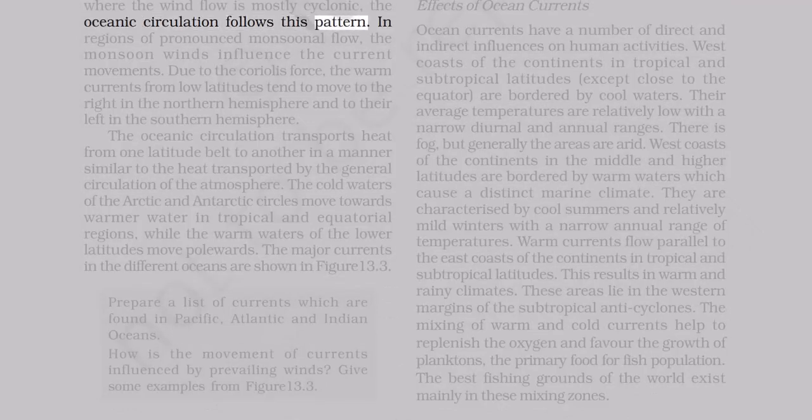Where the wind flow is mostly cyclonic, the oceanic circulation follows this pattern. In regions of pronounced monsoonal flow, the monsoon winds influence the current movements. Due to the Coriolis force, the warm currents from low latitudes tend to move to the right in the northern hemisphere and to their left in the southern hemisphere.